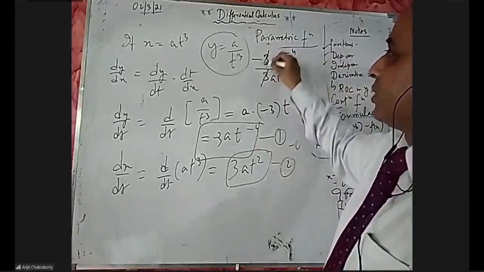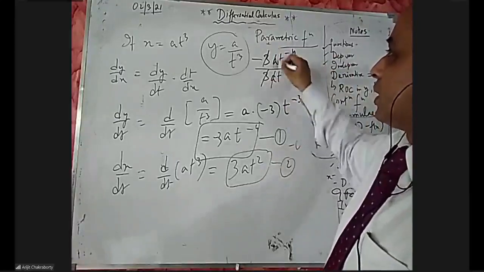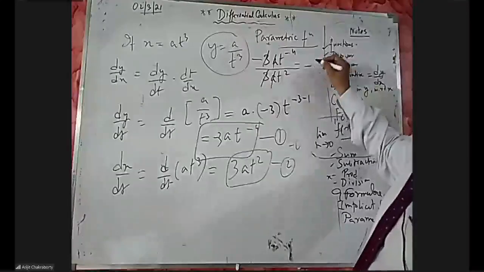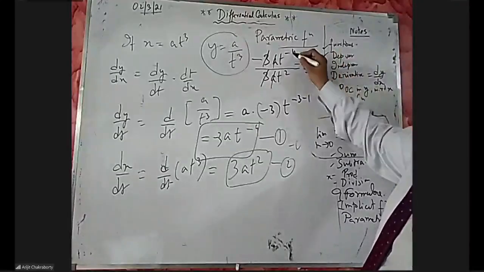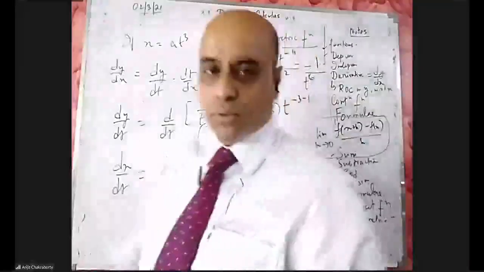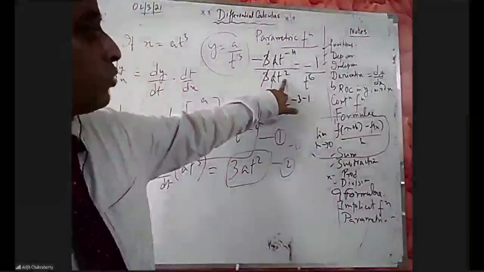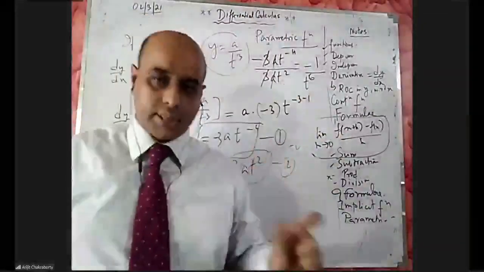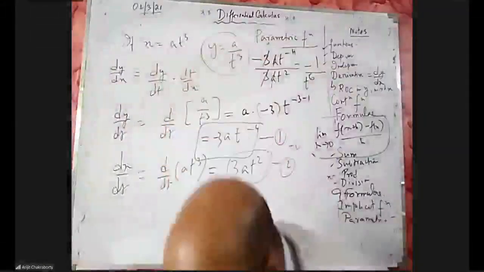So this 3 and 3 cancel out, a and a cancel out. I'm left with minus 1 divided by t to the power 6, because this minus 4 will come to the denominator as t to the power 4. And we already have t to the power square. So it will become t to the power 6. Please see the solution once again.